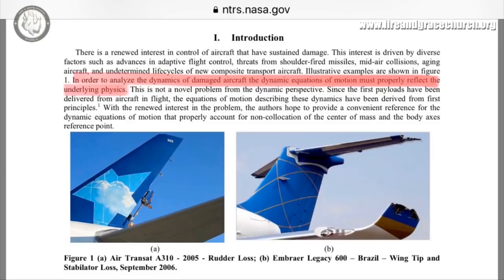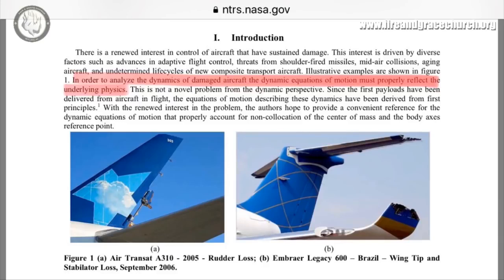Just so you know, it says, in order to analyze the dynamics of damaged aircraft, the dynamic equations of motion must properly reflect the underlying physics. Now, I want to say that again. I want everybody to pay close attention. They're telling you right here in the introduction, and they're showing you a damaged aircraft. They're saying the equations of motion must properly reflect the underlying physics. What we're going to do here must reflect the true physics.